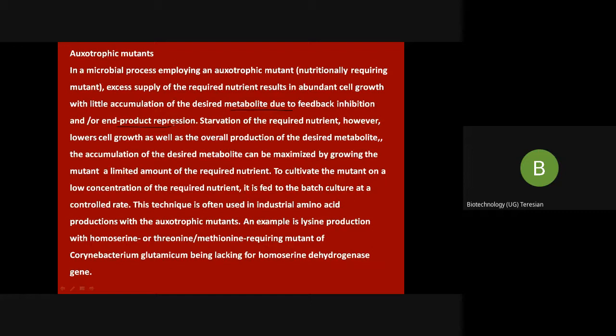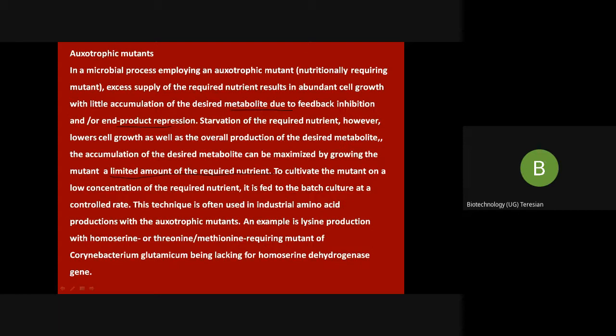So in these cases, the accumulation of the desired metabolite can be maximized by growing the mutant in a limited amount of the required nutrient. See, everywhere we are seeing this phrase, limited amount of required nutrient. If I want my auxotrophic mutants to produce that metabolite, I will provide the microorganism with a limited amount of the required nutrient at incremental times.